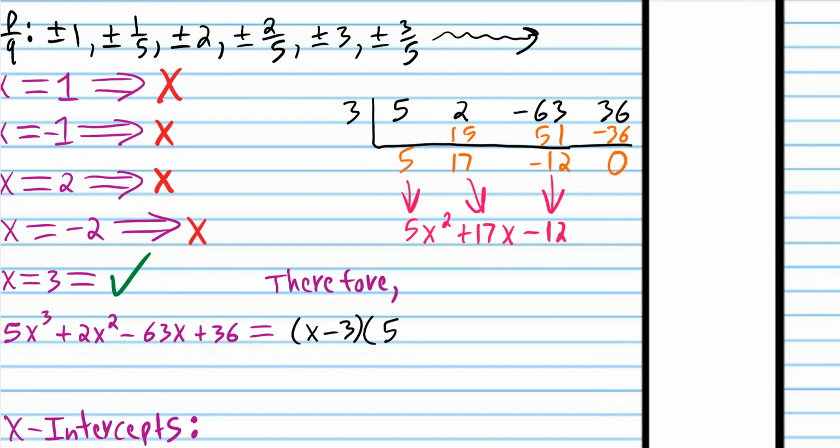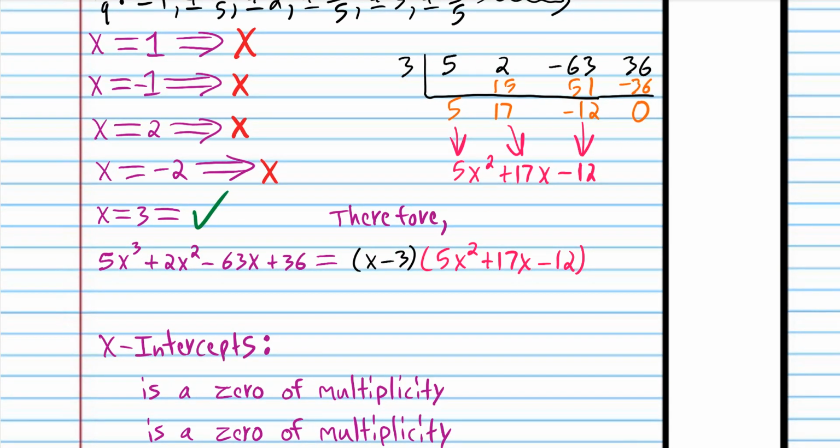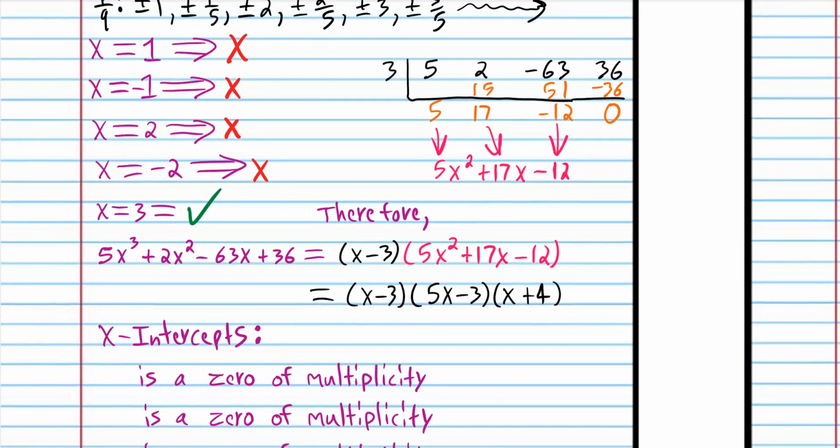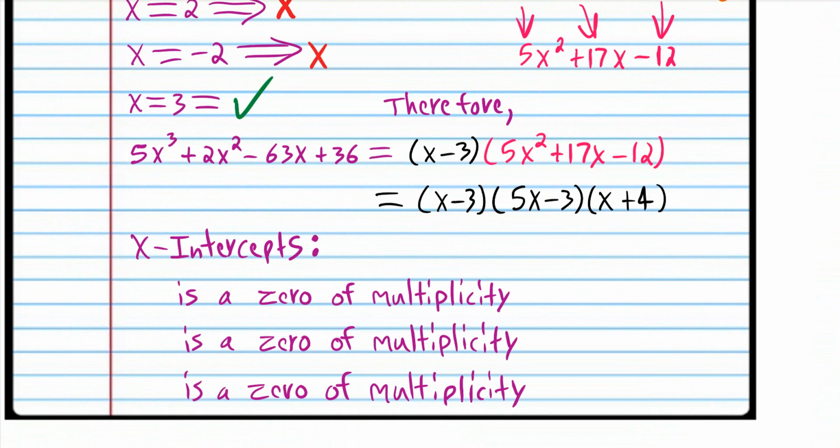And so we're going to write that polynomial 5x squared plus 17x minus 12, and now we just have to factor that to find the remaining x-intercepts. So 5 times 1 is 5, and we'll try maybe -3 and +4, and looks like I got lucky. Looks like that works.